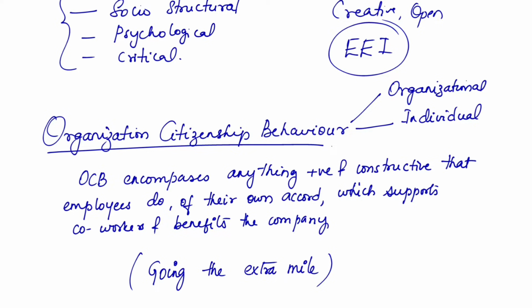So next, let us talk about organizational citizenship behavior, or OCB. So what is it? It encompasses anything positive or constructive which employees do of their own accord, of their own volition, which can support co-workers and benefit the company. Employees who engage in OCB may not necessarily be the top performers, but they are ready and willing to go that extra mile apart from satisfying the minimum requirements of their job.